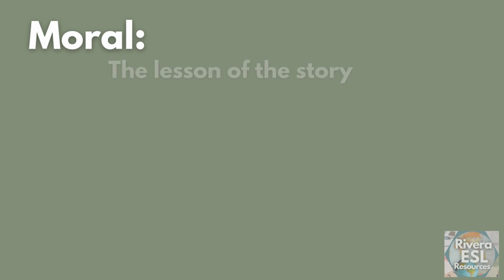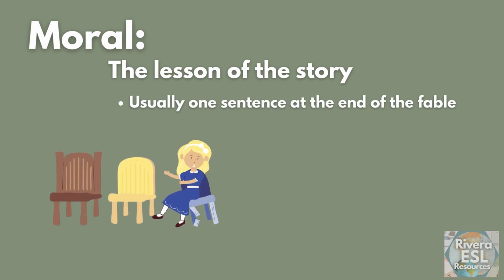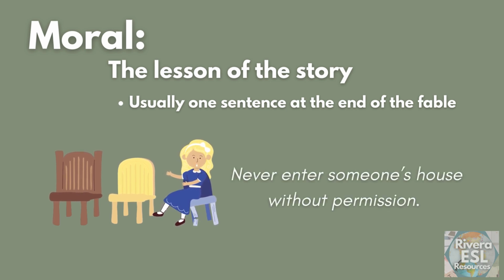Fables have a moral. That's the lesson of the story. It's usually one sentence at the end of the fable. You may be familiar with the story of Goldilocks and the Three Bears. Well, the moral of this story is to never enter someone's house without permission.